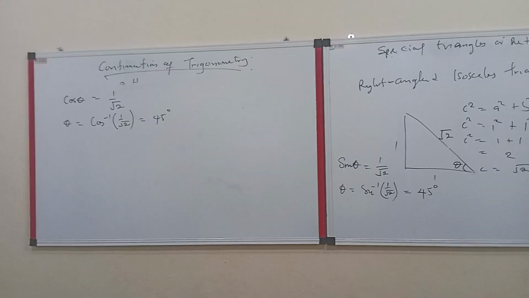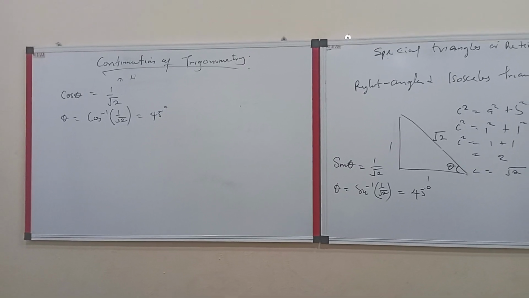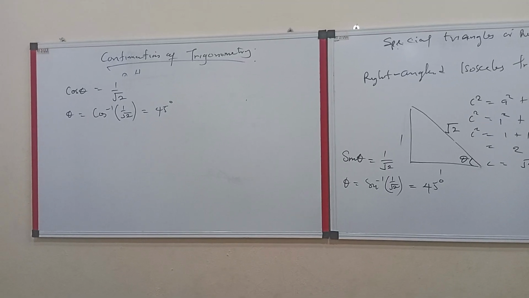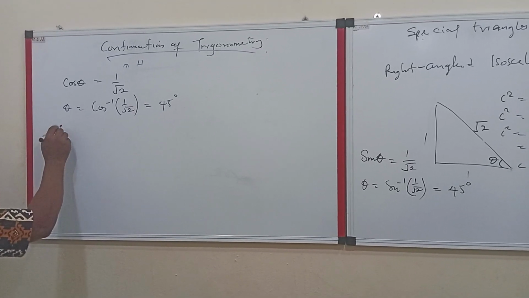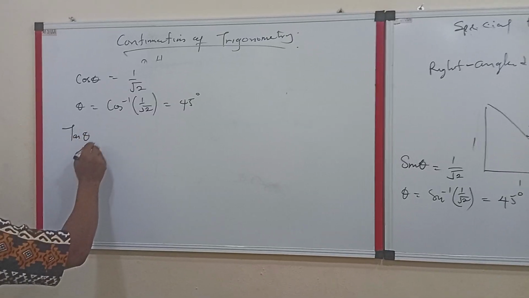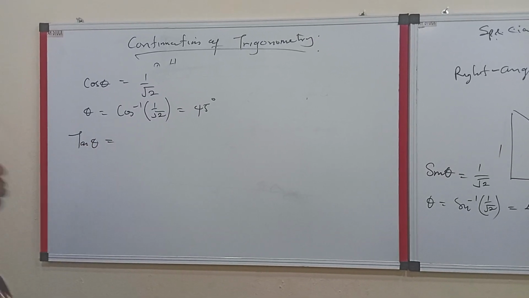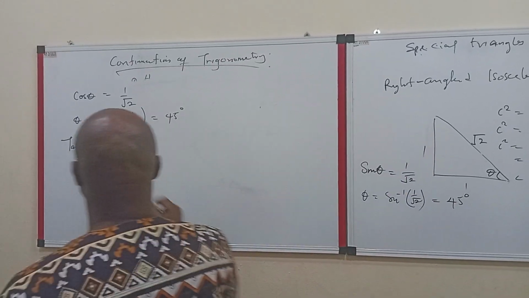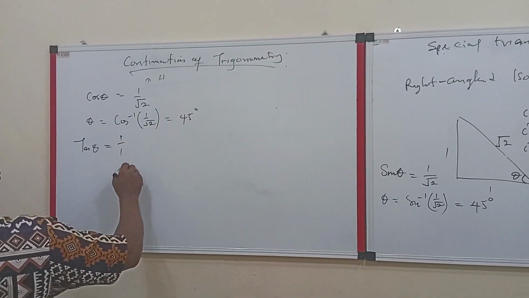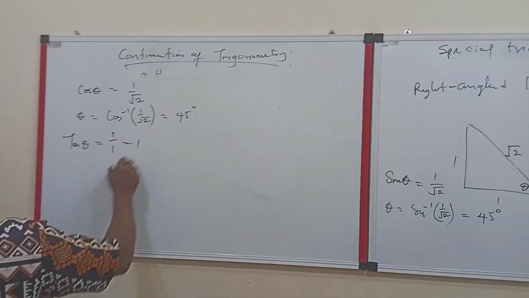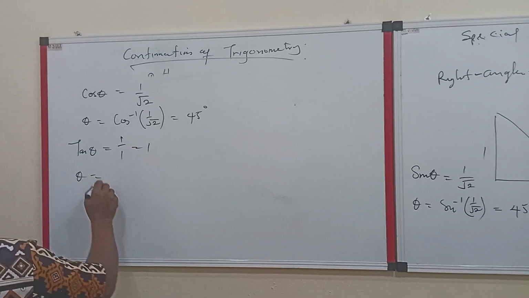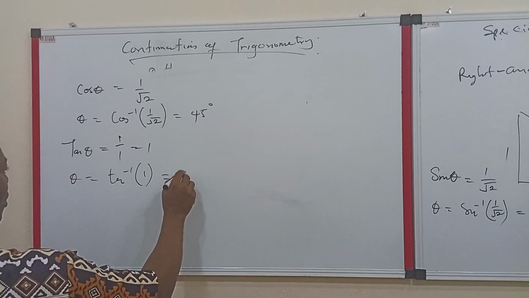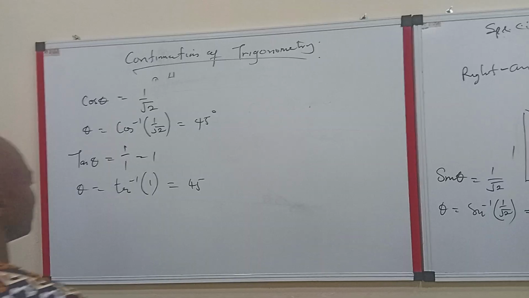We can also determine the tan of that angle. If we are interested in the tan of that angle, then tan theta will be equal to opposite over adjacent, which is 1 all over 1, which is 1. Then theta therefore is tan inverse of 1 equals 45 degrees.